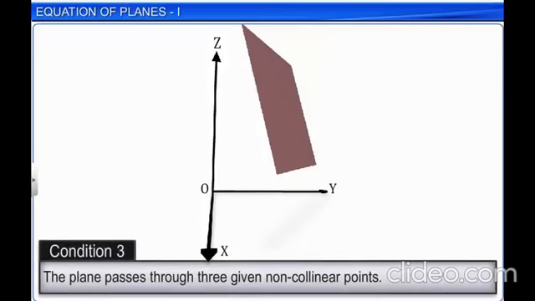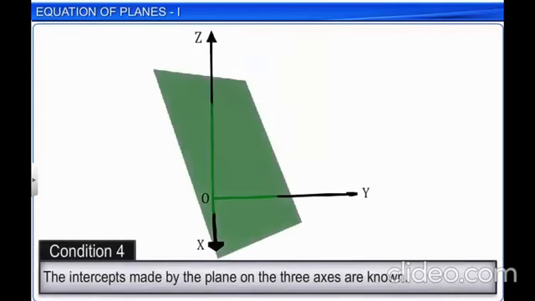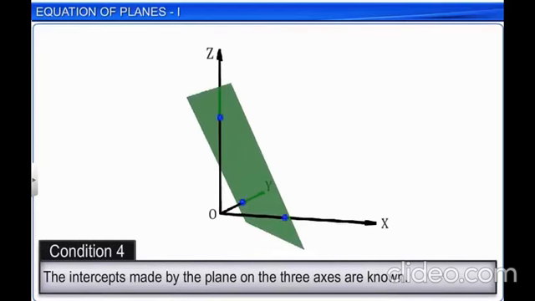A unique plane can be determined if it passes through 3 given non-collinear points A, B, and C. A special case of condition 3 is that the 3 given non-collinear points through which the plane passes are points A, B, and C, where the plane cuts the x, y, and z axes respectively. Thus, in this case, the intercepts made by the plane on the 3 axes are given, and the equation of the plane is called the intercept form.